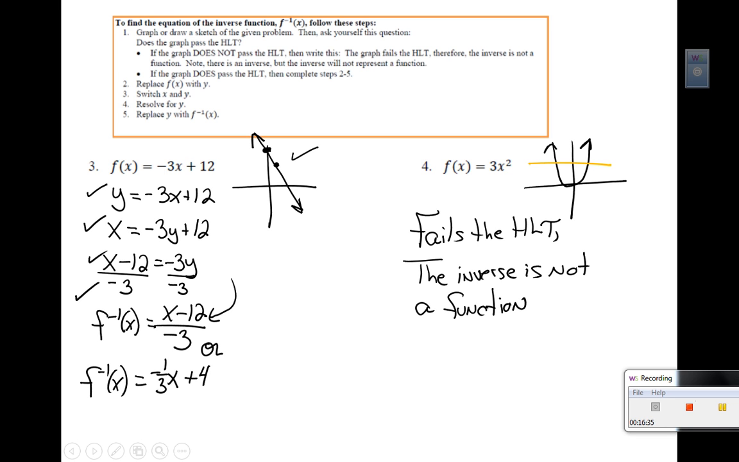Meaning that if we graph the inverse, it's going to look something like this. It would not pass the vertical line test. But that's all there is to it. Looks like we got 2 more to go is all.